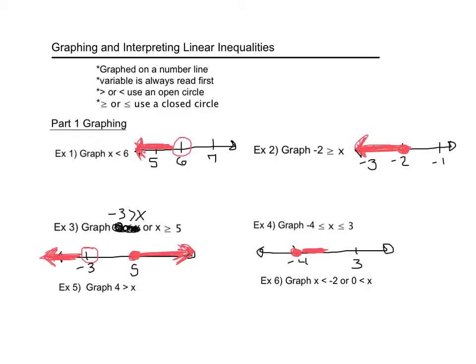Doing the same thing with 3, I see I need a closed circle at 3. And reading the variable first, I see that x is less than or equal to 3. So I want to shade to the left.